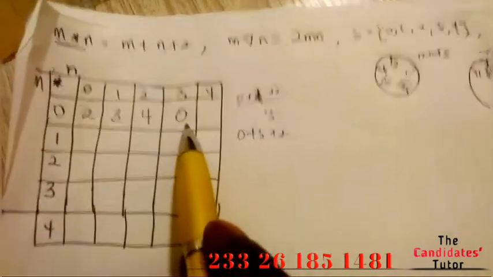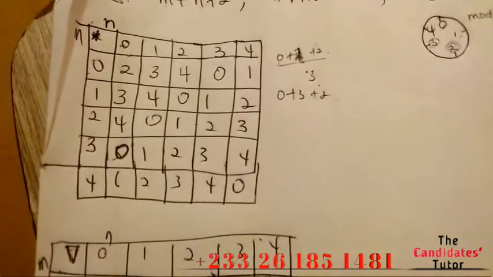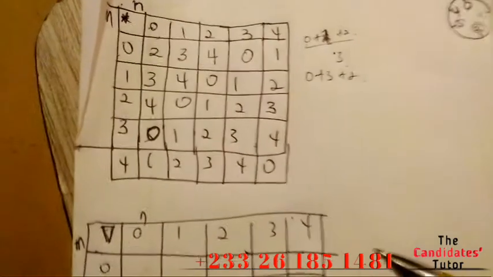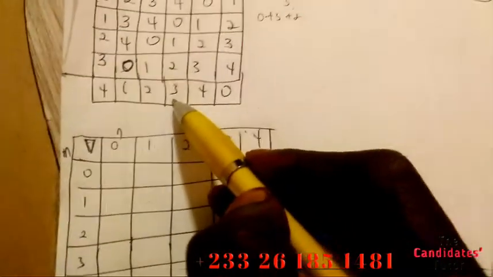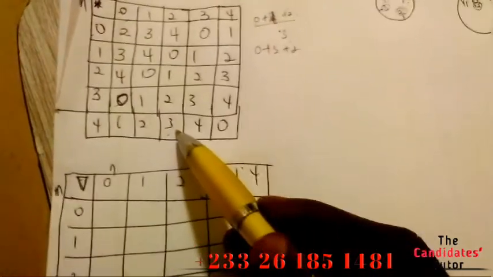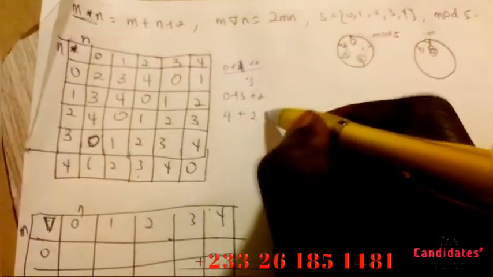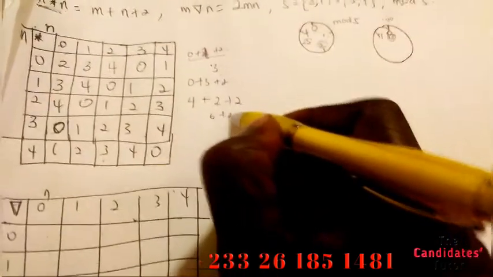So without wasting my time, let me just fill it and then we see how we can go about it. Okay, so this is the complete table, and I would just want to go over this one. Let's take this one. So with this, m is 4 and n is 2. So if m is 4 plus n, according to our definition, and n is 2 plus the constant 2, what are we going to get? So 4 plus 2 gives you 6. 6 plus 2 gives me 8.